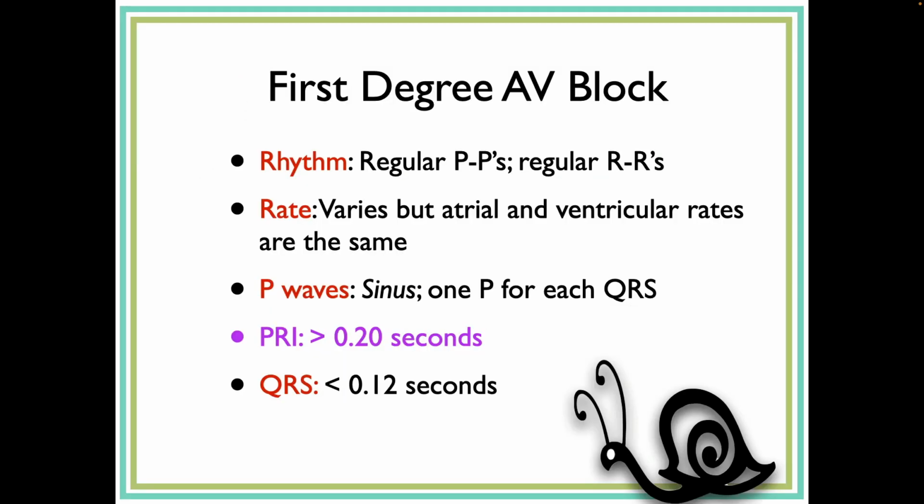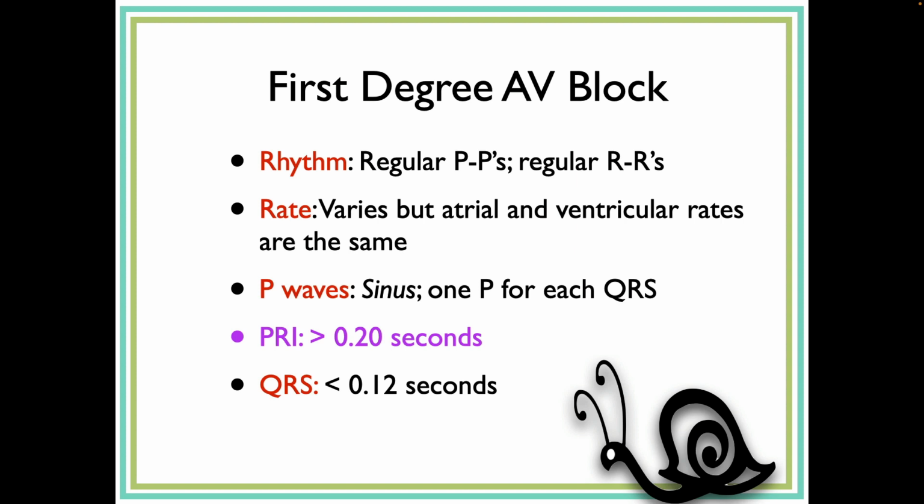So here's our little summary. First degree AV block, again, the only thing different on this summary from a normal sinus rhythm is this. So the rhythm is regular, both the P to Ps and the R to Rs. The rate varies, meaning that it can be slow, it can be fast. You can have a sinus Brady with a first degree AV block, you can have a sinus tach with a first degree AV block.